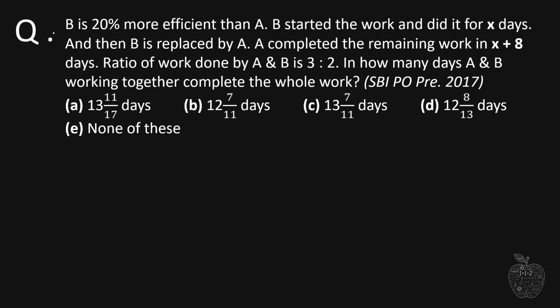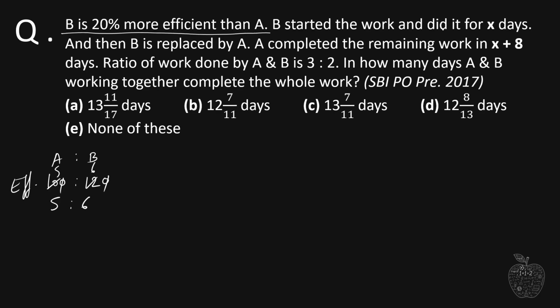In this first statement we are given the ratio of their efficiencies. B is 20% more efficient than A. So if A is 100, B is 20% more, so B will be 120. Let's simplify. 2 5s are 10, 2 6s are 12, so the ratio we get is 5:6. This is the ratio of their efficiencies.